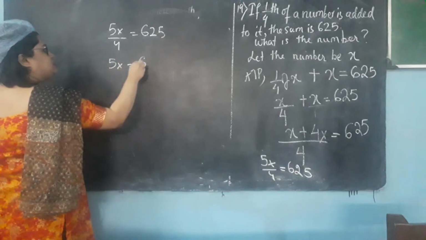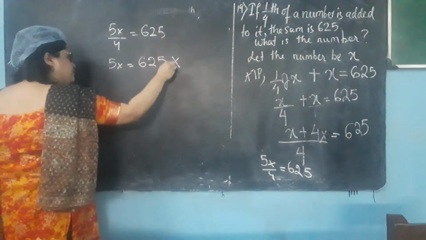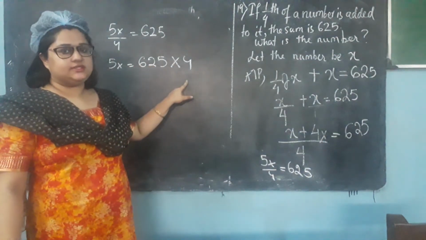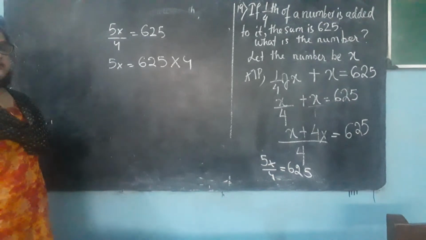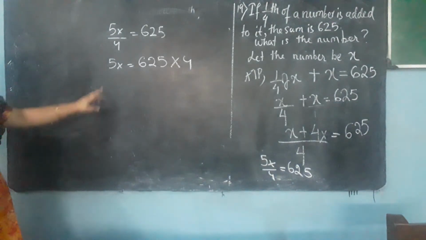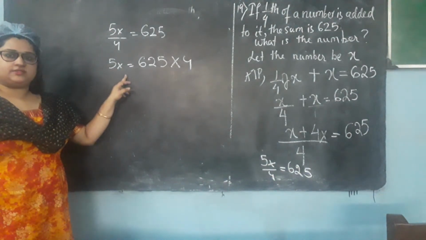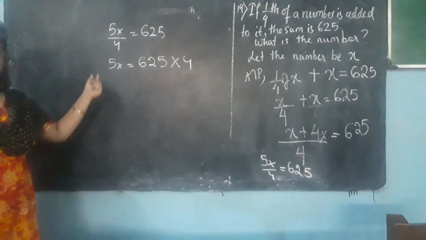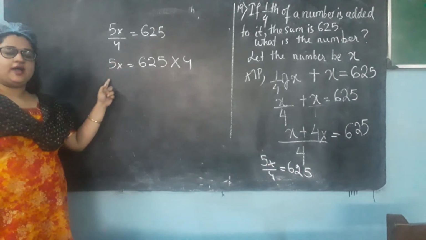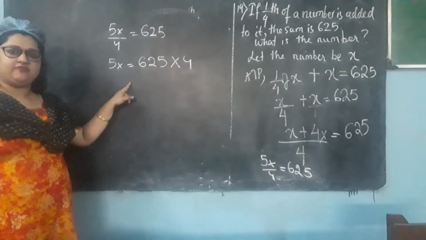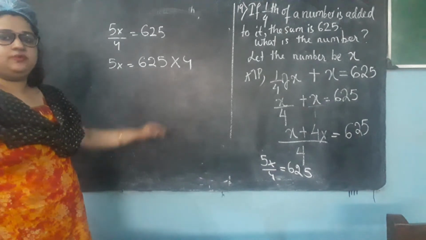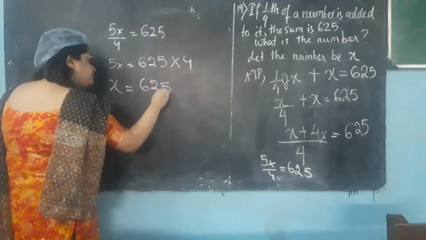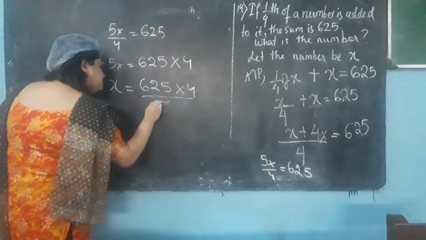So 5x is equal to 625 into 4. Now you can solve 625 into 4 in this step, or you can keep it like this till the final step. See, 5 is also multiplied to x. If I want to find the unknown, I have to remove 5 also. I have to shift 5 that side. So 5 is multiplied with x in the left hand side. When we shift, 5 will be divided in the right hand side. So x is equal to 625 into 4 by 5.